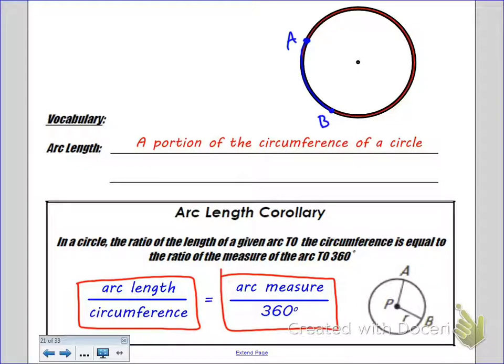Now we remember that all of the interior angle measures inside of a circle add up to 360. And so it's going to be proportional. The arc length to circumference is proportional to the arc measure to 360.